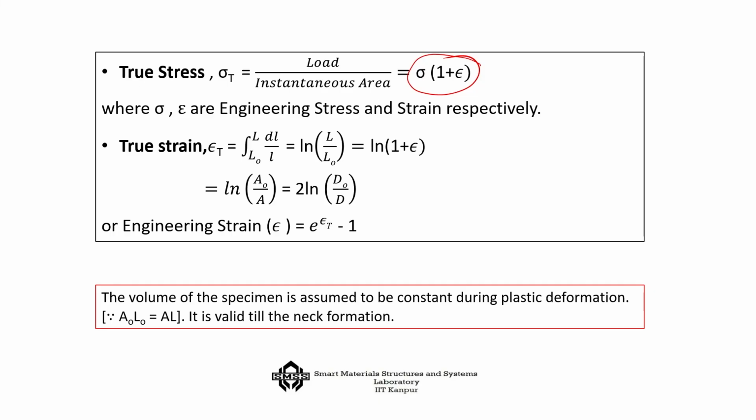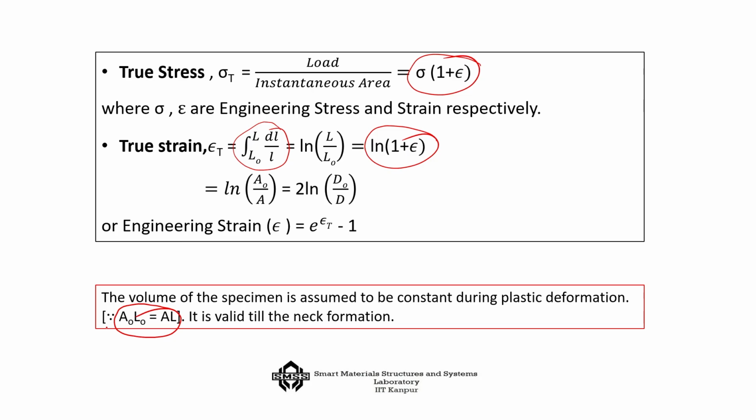True strain, similarly, you have to integrate this entire thing bit by bit, and you are going to get this in terms of log of 1 plus epsilon. Thus you can get the engineering strain from the true strain by doing the reverse operation, but that is the way the true strain and the engineering strain are related. One important point we have to keep in mind is that while deriving these, one thing we kept constant, and that is that the volume is constant.